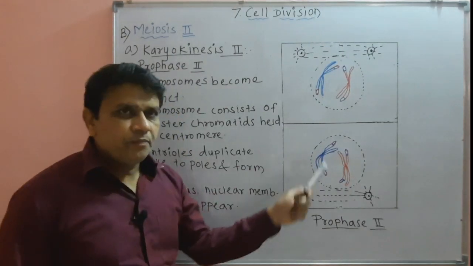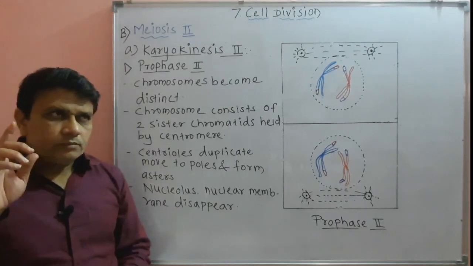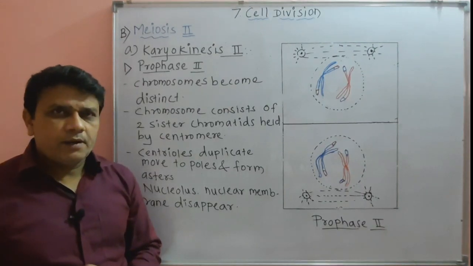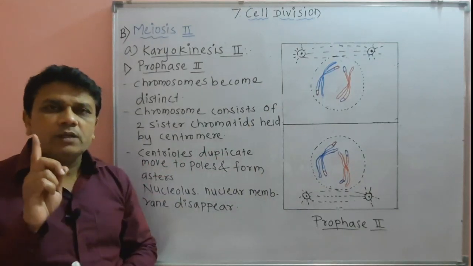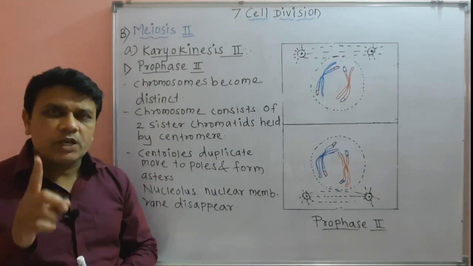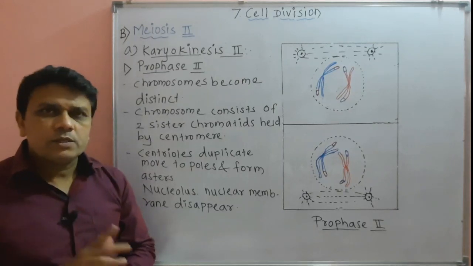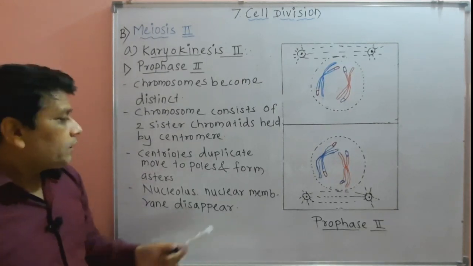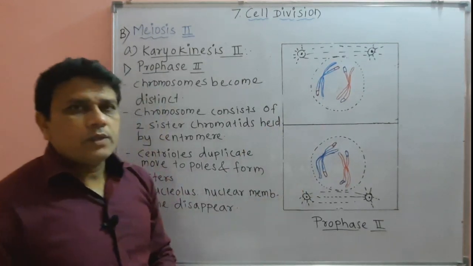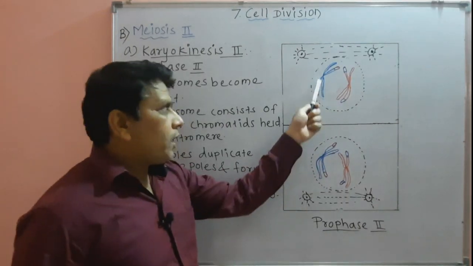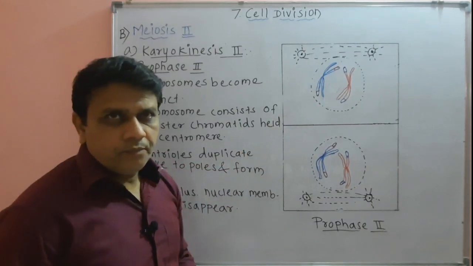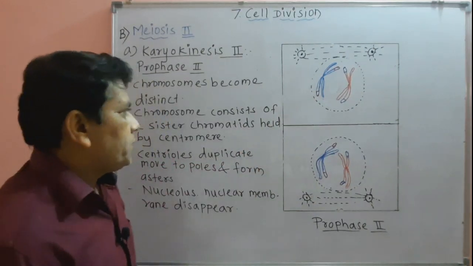Here we can see. Meiosis second occurs simultaneously in both the two cells which are produced in meiosis first. Here we can see the prophase second. Now the chromosomes become short and thick, or they become distinct.